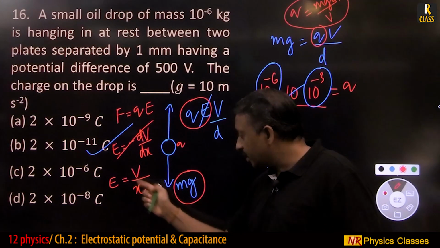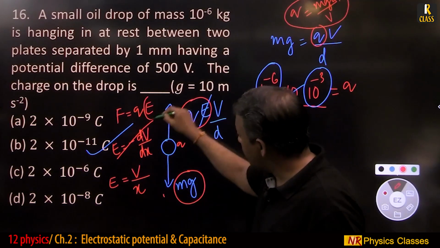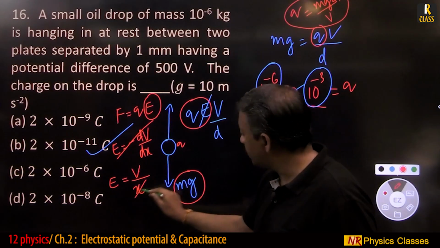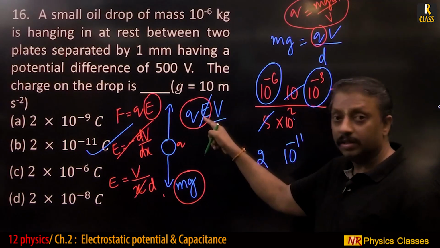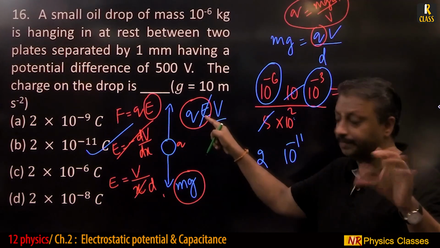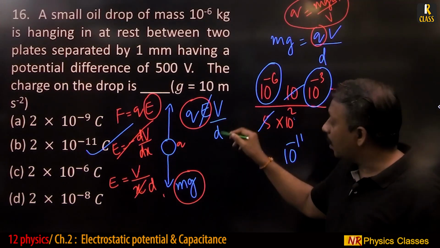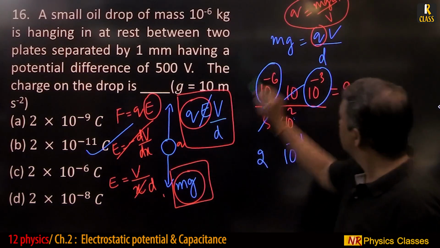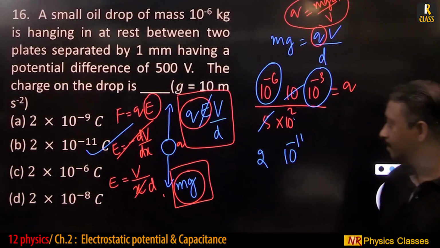Minus dV is the potential difference, and the distance between the plates is x. So in place of E, we can write V by x or V by D, the distance. That is why QE is the electric force, and in place of E, we write V by D. So I equated this with the downward force. So mg equals Q times potential difference by D.